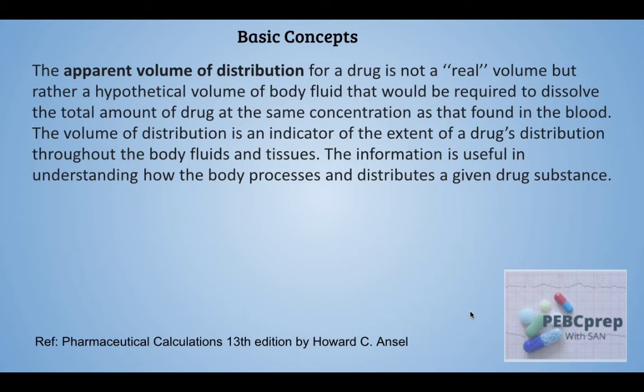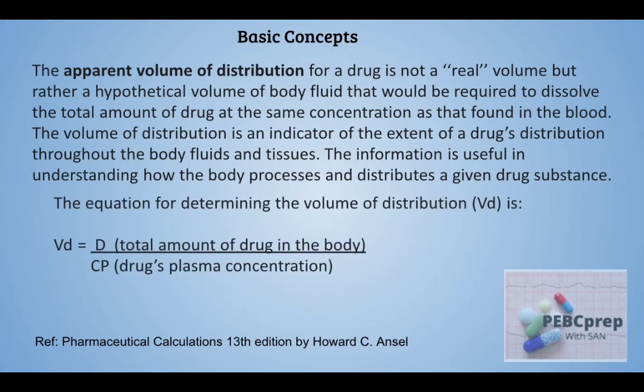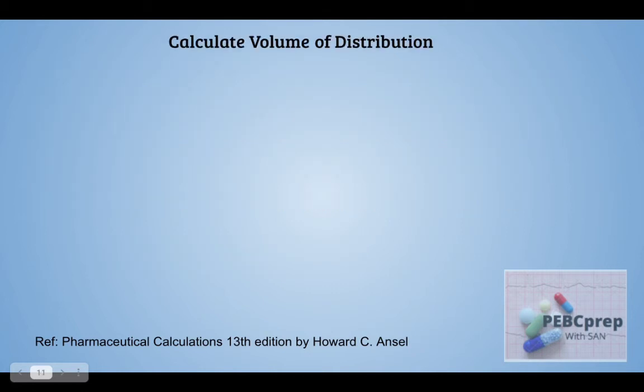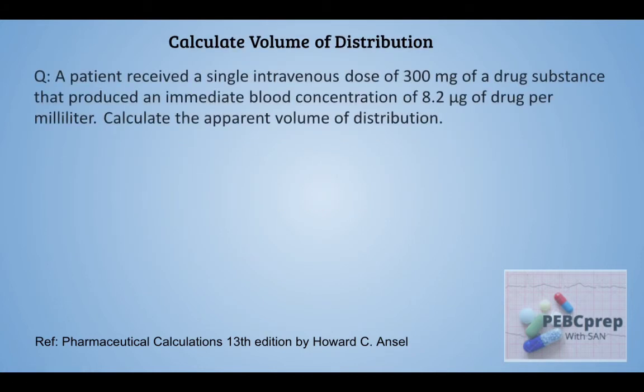The information is useful in understanding how the body processes and distributes a given drug substance. The equation to calculate volume of distribution is D over Cp. D is the total amount of drug in the body and Cp is the drug's plasma concentration. Let's see an example. A patient received a single intravenous dose of 300 milligrams of a drug substance that produced an immediate blood concentration of 8.2 microgram of drug per milliliter.